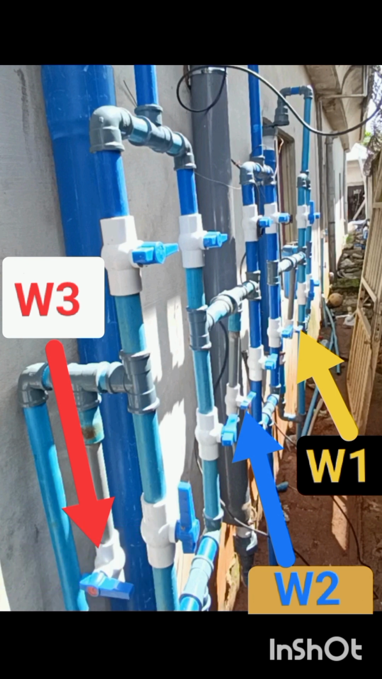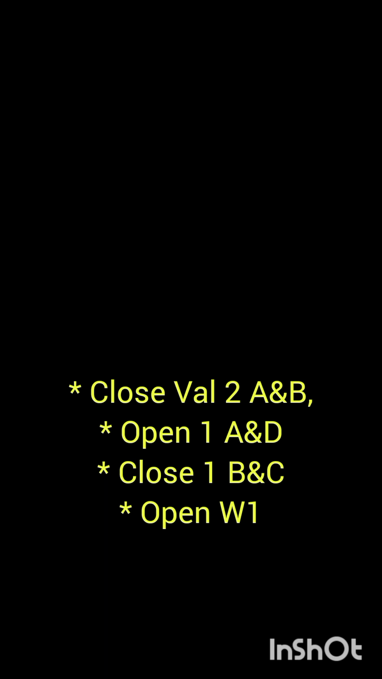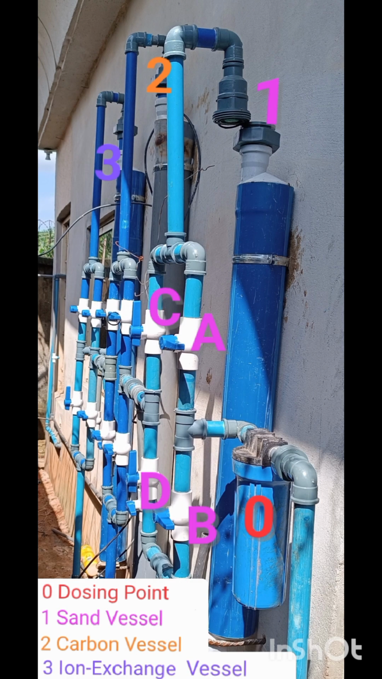For sand vessels normal flush, ensure valves 2A and B are closed, then open valves 1A and D, close 1B and C, and open W1 before turning on your borehole switch and flush for 1 minute. Water flows from the borehole through the sand to the waste. Do not turn off the borehole. That is, leave it running while you make other adjustments for further operations.